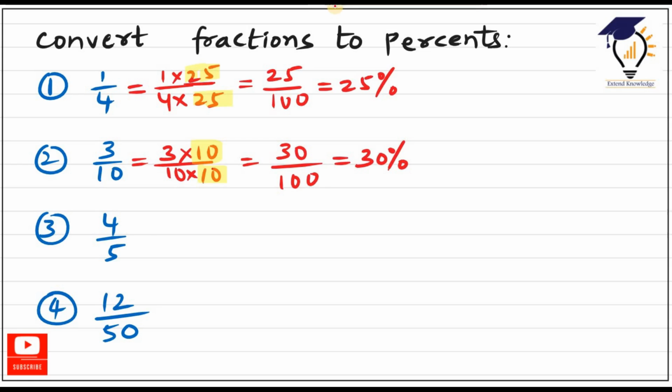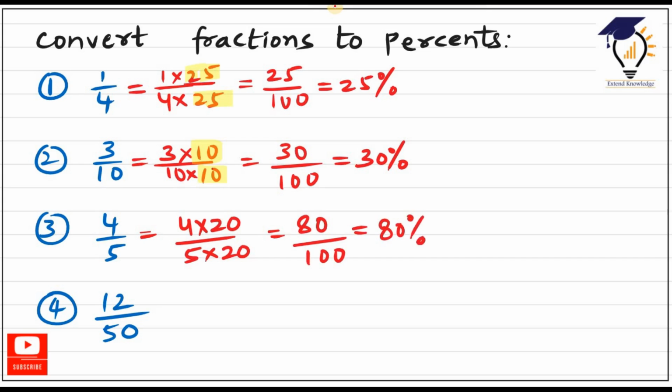The third one, 4/5. We have to go from down to up when we are simplifying these conversions. So first figure out what number is to be multiplied to give 100. So 5 times 20 will give me 100. So times 20. 4 times 20 is 80. 5 times 20 is 100, which is equal to 80%. Here what I did is times 20.